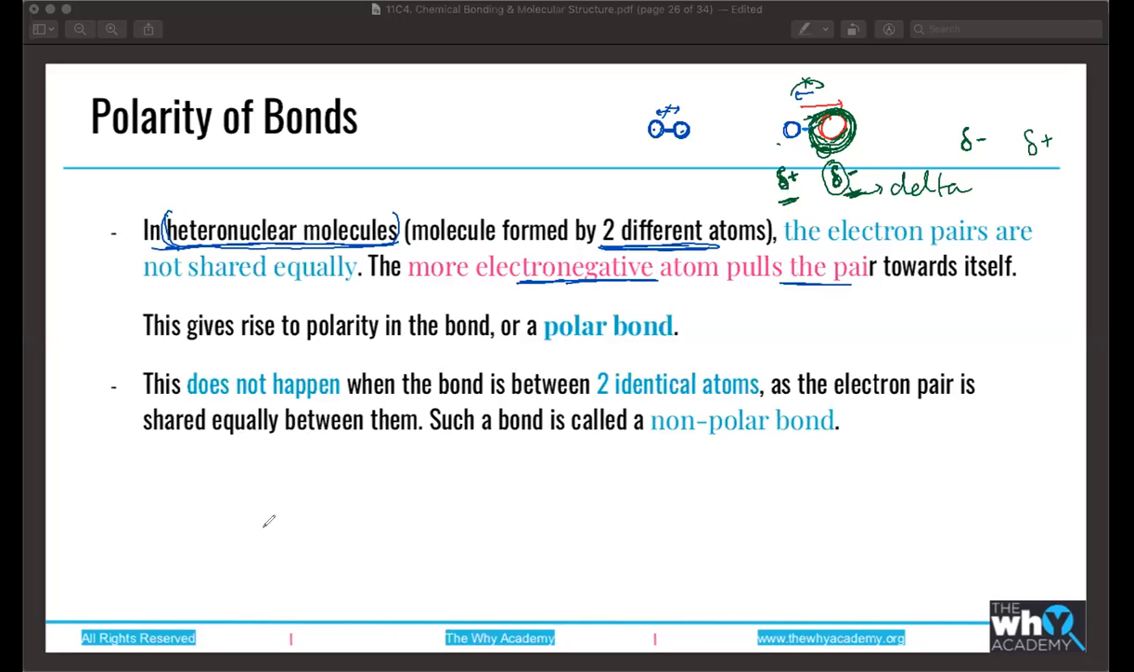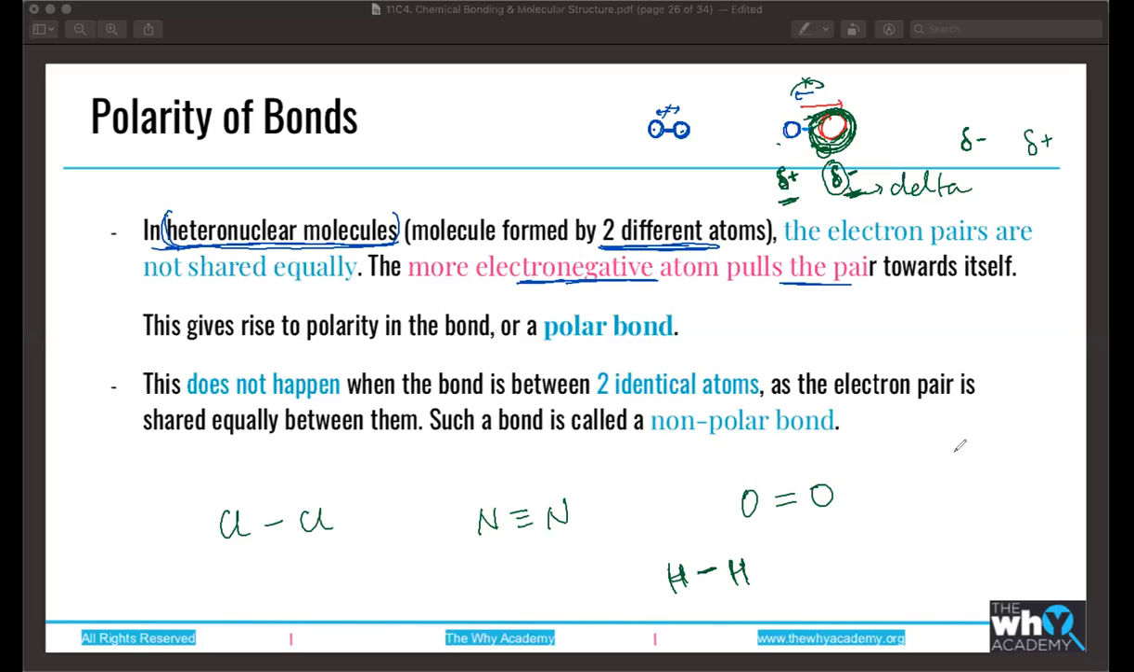Chlorine, Cl2. Yes, Cl2. Nitrogen molecule, N triple bond N. Any diatomic molecule will have the same electronegativity, right? So the electrons will be in the middle. Absolutely. Pretty easy. So oxygen molecule, hydrogen molecule. Any bond that is between two same atoms is going to be non-polar.